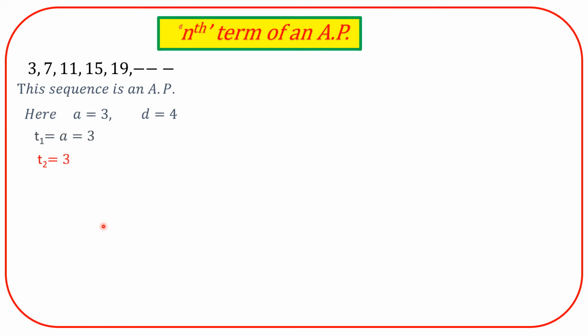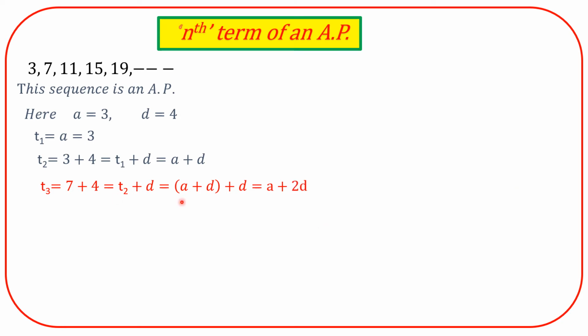T2 we write in terms of A and D. 3 plus 4, that is T1 plus D, which is A plus D, since T1 is equal to A. Therefore, we write A plus D. T3 is equal to 7 plus 4, that is T2 plus D. T2 is A plus D, so T3 is A plus 2D.